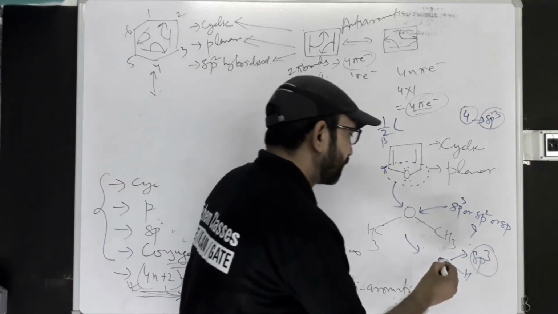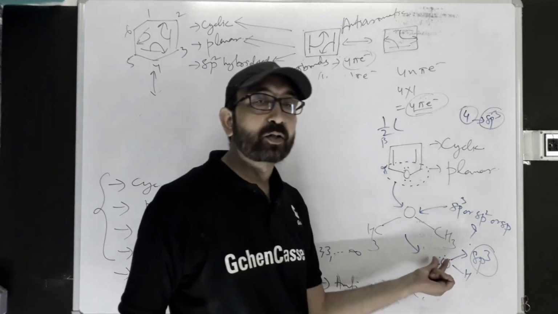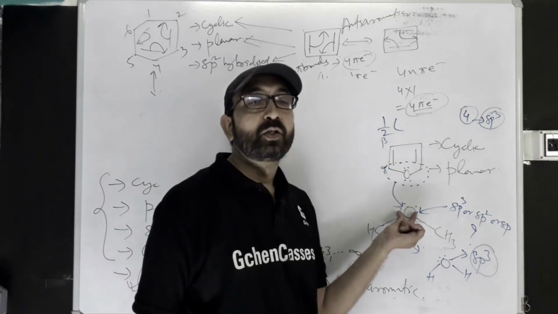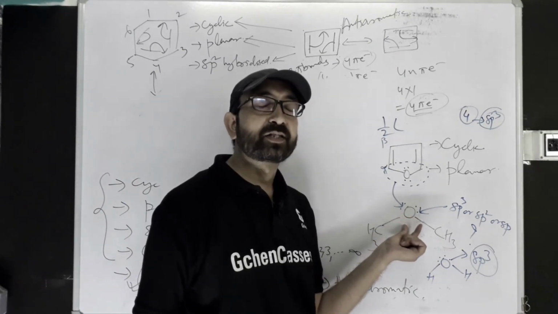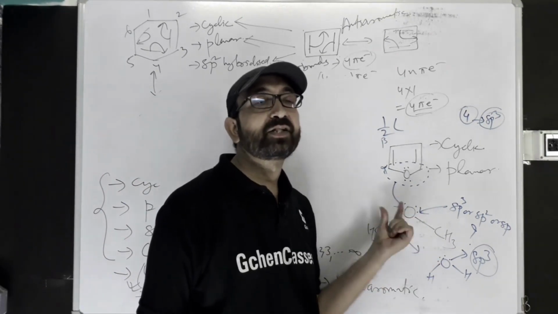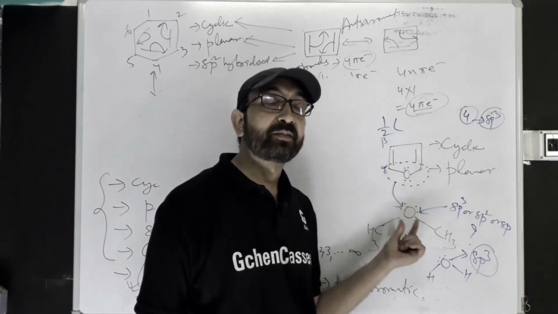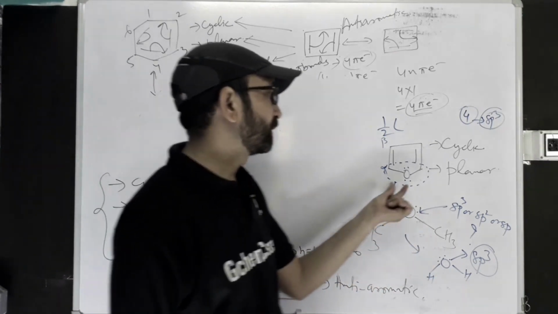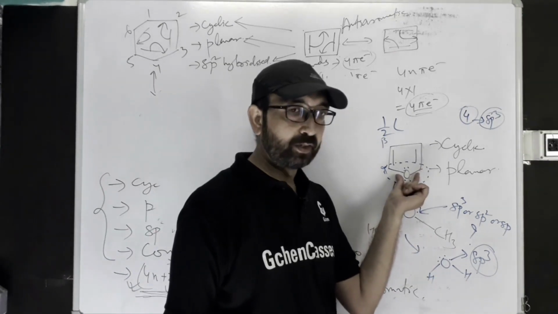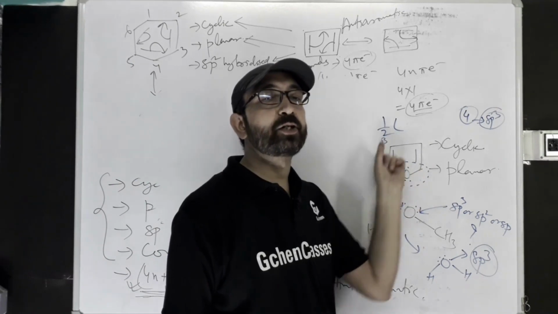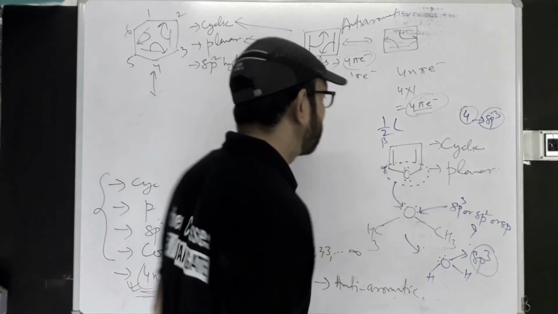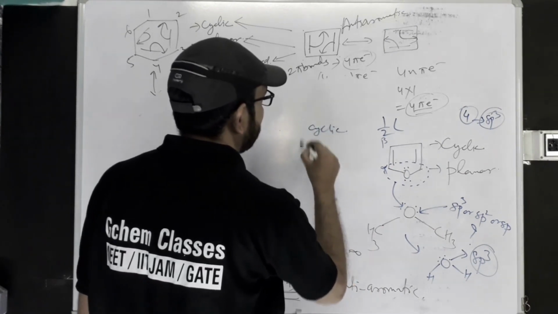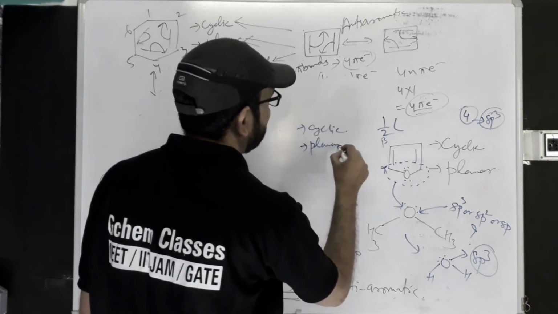But in the case of water, the lone pairs are localized. In dimethyl ether, the lone pairs are localized, not delocalized. If localized, then the hybridization comes sp3, the geometry comes tetrahedral, the shape comes bent. Likewise here, this lone pair is contributing towards the conjugation. So our first condition is cyclic, second is planar. Why planar?